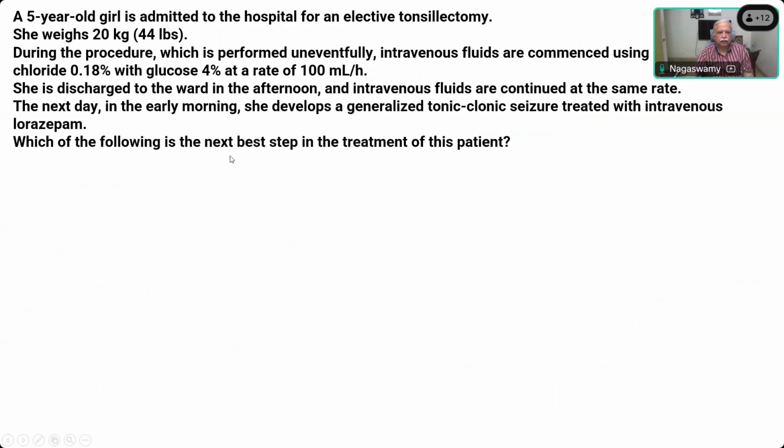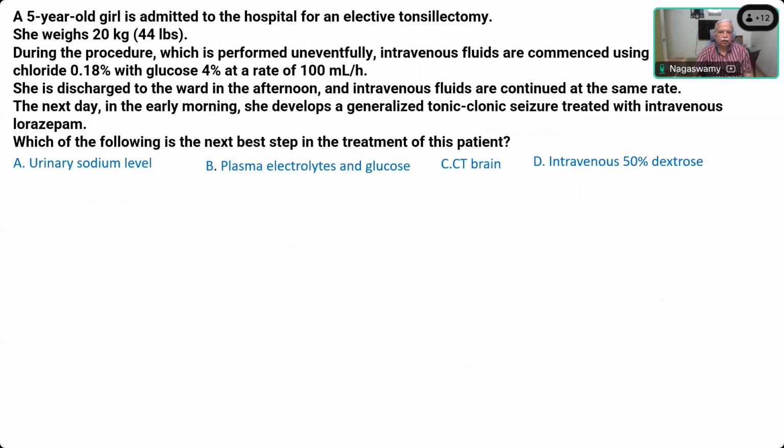Which of the following is the next best step in the treatment of this patient? First option is measure the urinary sodium level. Second option, plasma electrolytes and glucose. Third, do a CT brain. Fourth, give intravenous 50% dextrose.